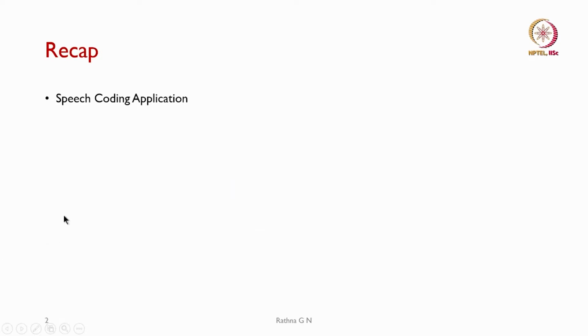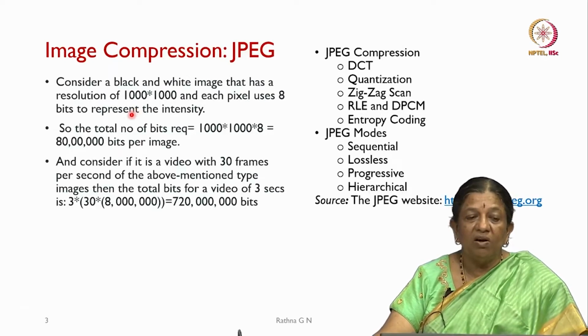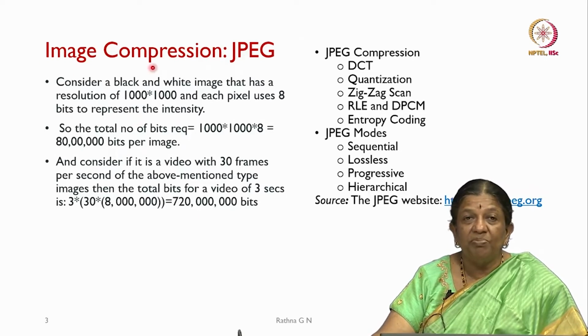As a recap, in the last class we did a little on speech coding and its applications. One of the applications was LPC coding, which we did in both MATLAB and the DSP processor. You can look at the other applications and see how you can use speech coding in different applications. Today we will see a little on image compression, mostly concentrating on the JPEG part of it.